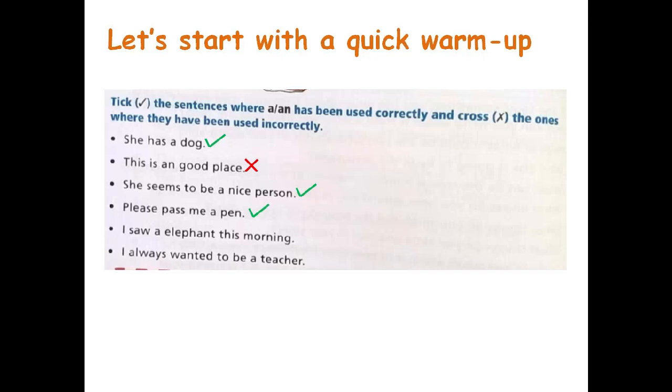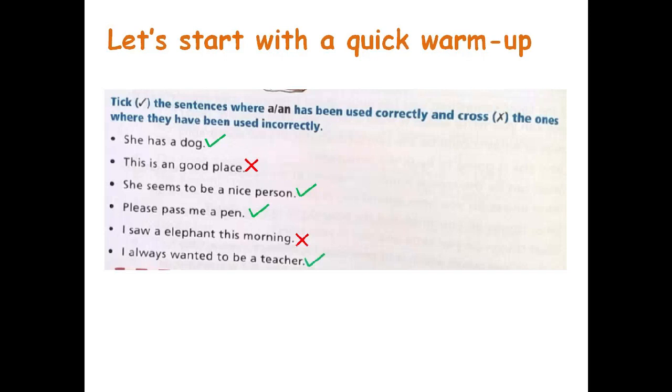I saw an elephant this morning. Now again, elephant starts with a vowel, but the article used before it is a, so it is incorrect. This is going to be, I saw an elephant, so we put a cross here. I always wanted to be a teacher. Now teacher also starts with a consonant and the article before it is a, so this is correct.